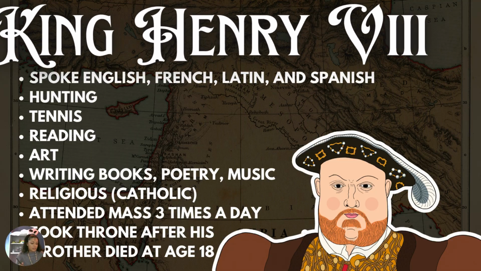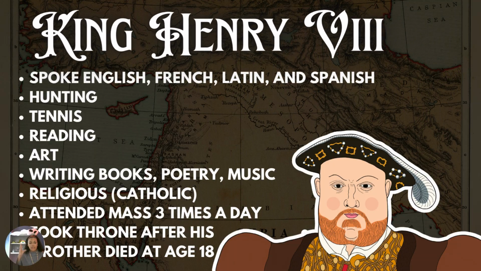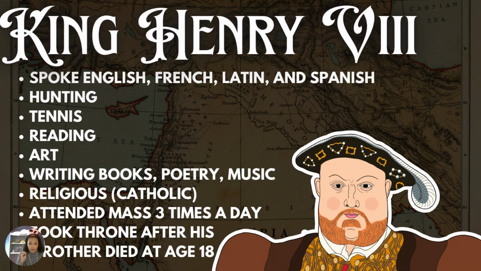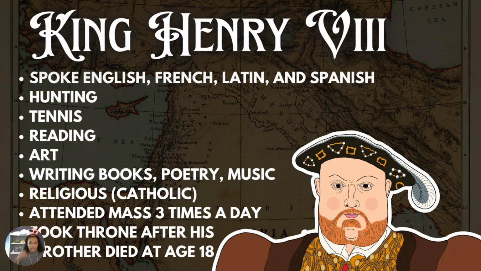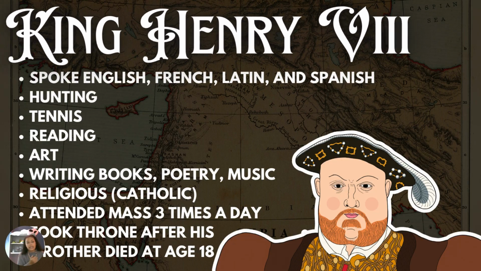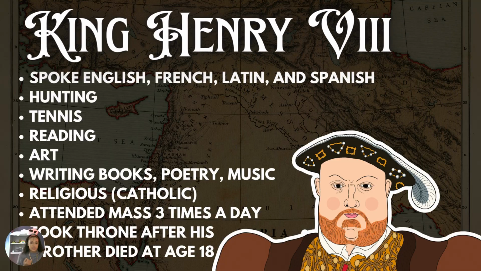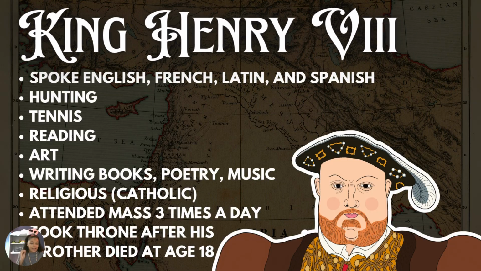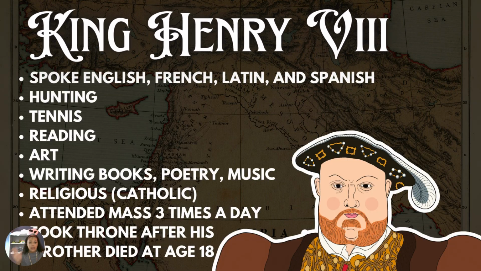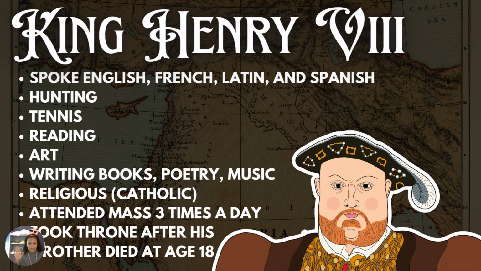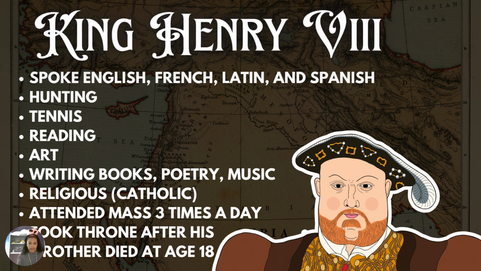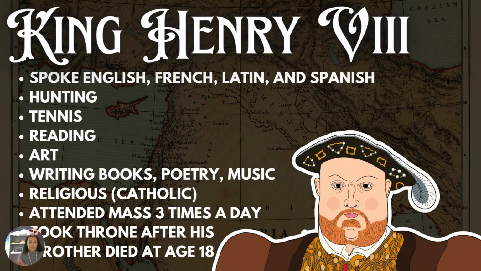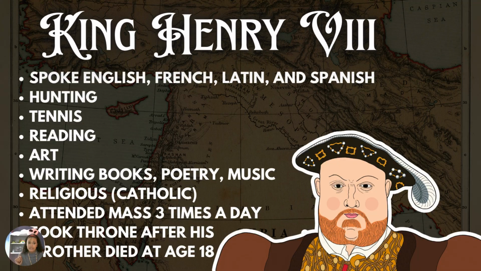But King Henry is a very smart man. He's very powerful and he's very arrogant. He's very cocky. He speaks English, French, Latin. He likes hunting. He likes playing tennis. He enjoys reading and writing and poetry and the arts. He is a Catholic and loves going to church, loves celebrating the good Lord and the Virgin Mary, right? He is like a devout Catholic and takes religion very seriously.